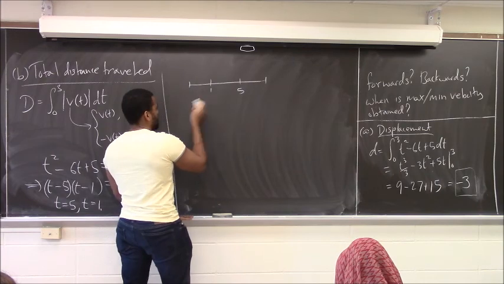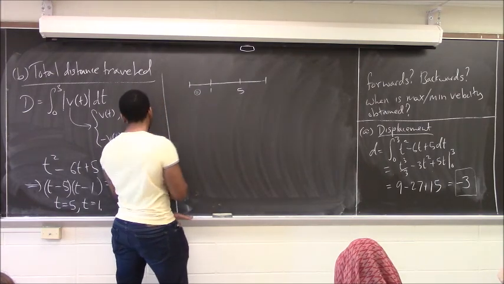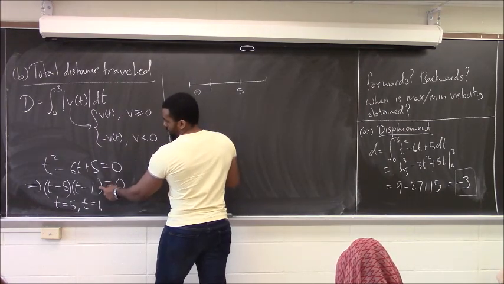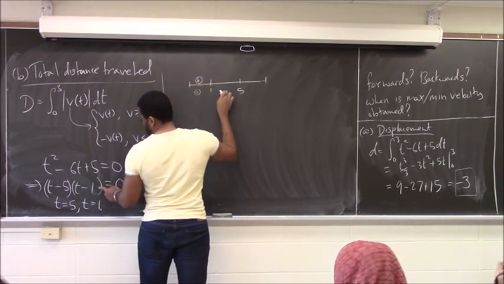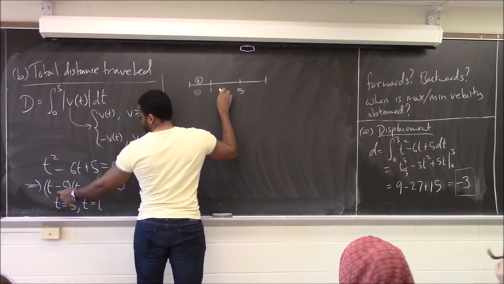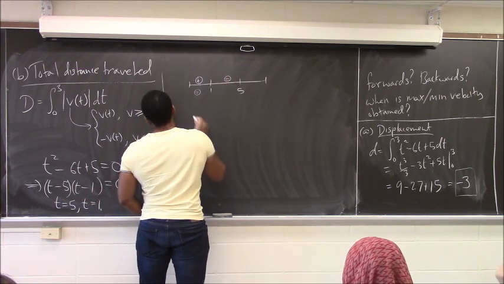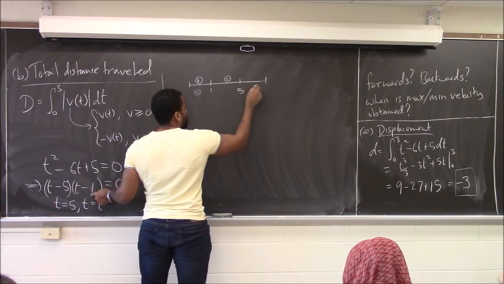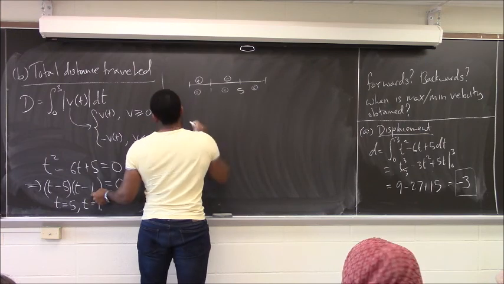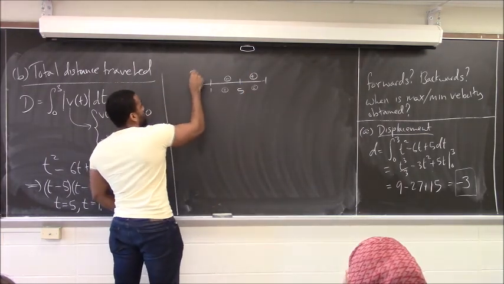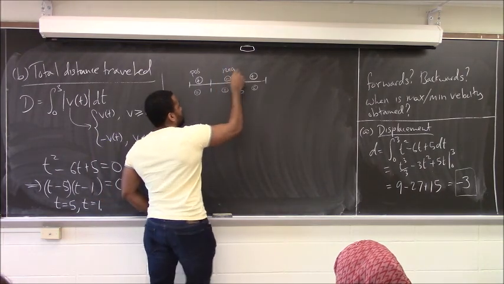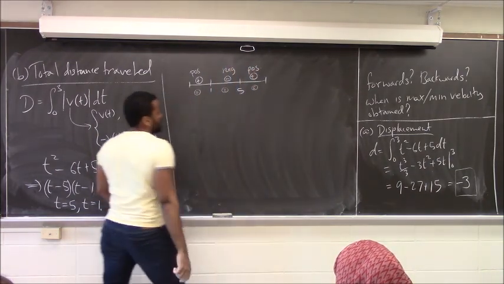So I plug in a random number over here, like t equals 0. Here I would get a positive number. And plug in a number in between, like 2, I would get a negative times a positive, that gives me a negative number. Plug in a number over here, like 6, and that will give me a positive number. So here is where it's positive, here is where it's negative, in terms of positions.